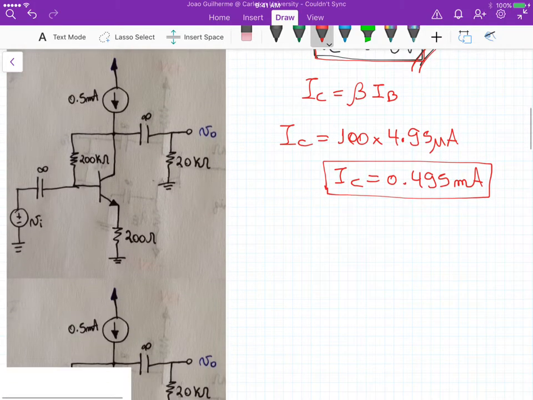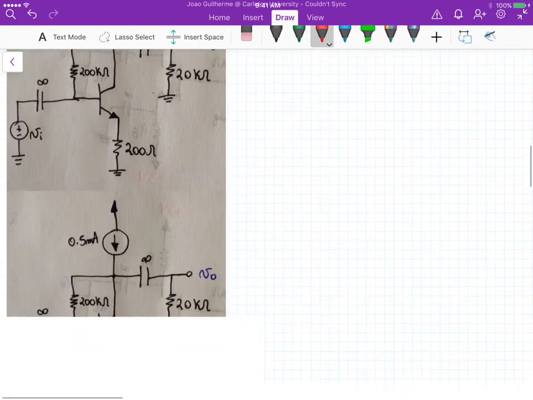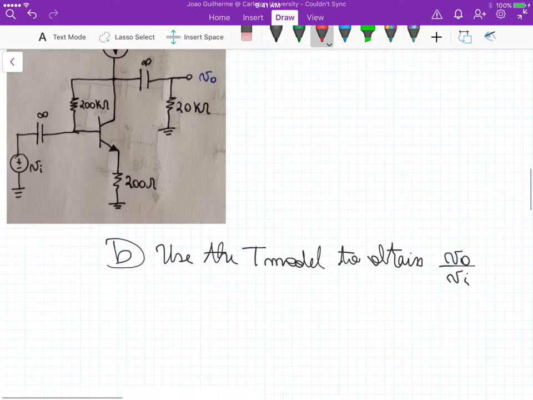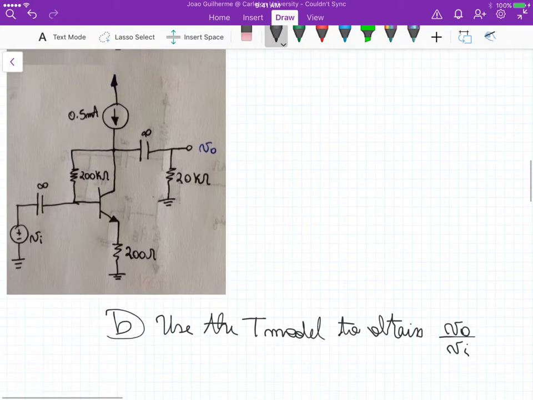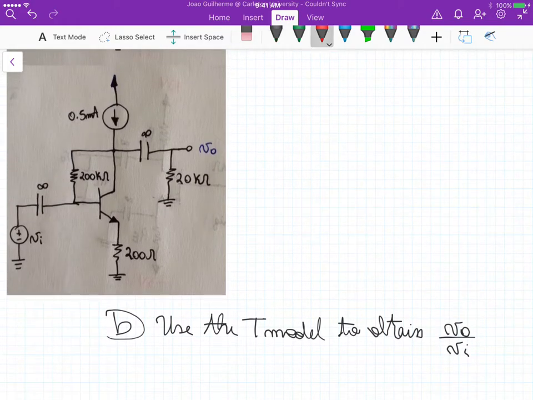Now for part B, let me go down here. I have several copies, but we need to use the T model to obtain the overall voltage gain. So now we are going to perform a small signal analysis, so we need to define the parameters for the T model. Now all the DC voltage or current sources must be either short-circuited or open-circuited.